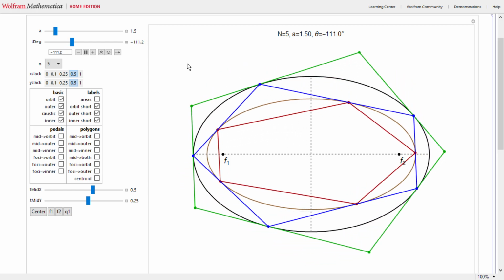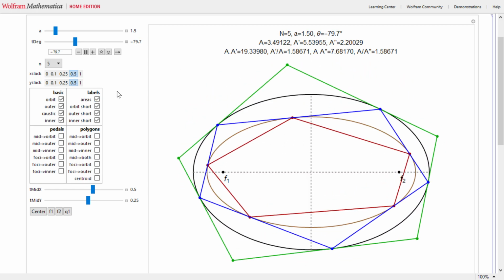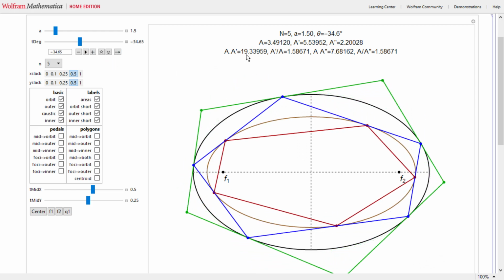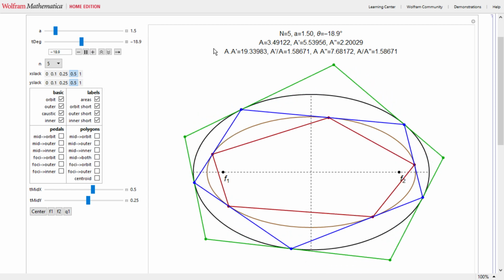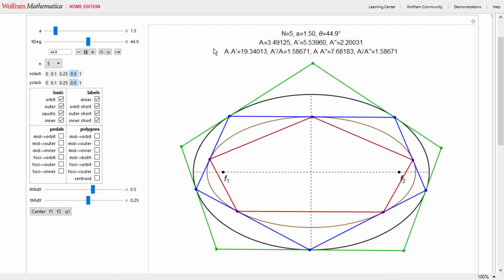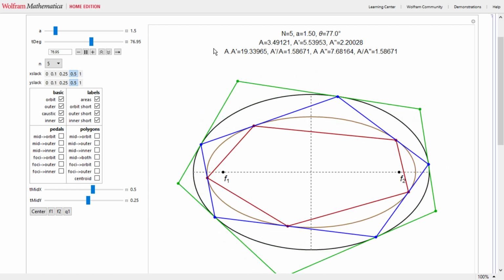Now there's something really interesting already happening here. If we show, for example, their areas, so let A define the area of the n-periodic, A prime define the area of the outer polygon, and A double prime define the area of the inner polygon. It becomes clear here that as we traverse the family, two neat things happen.